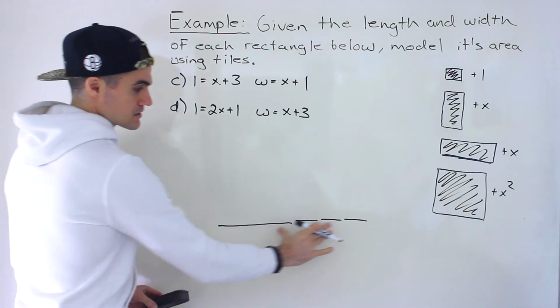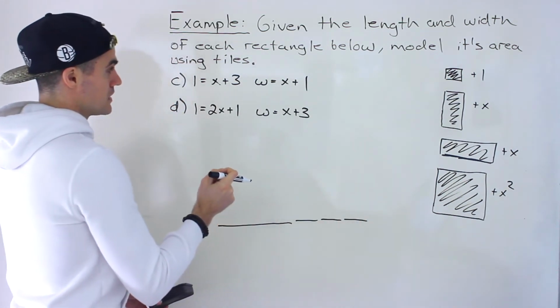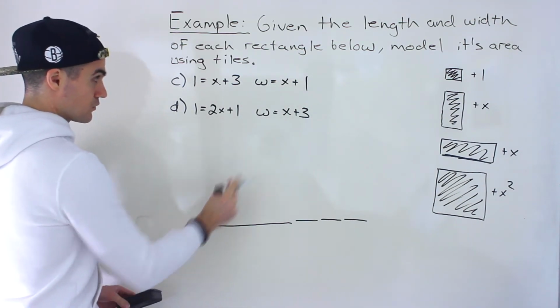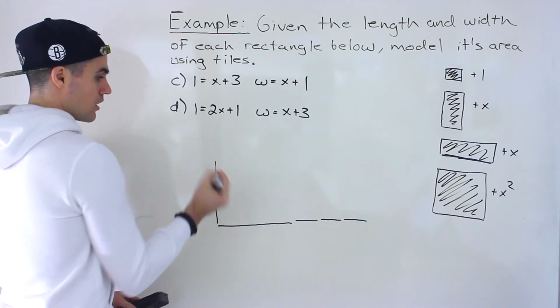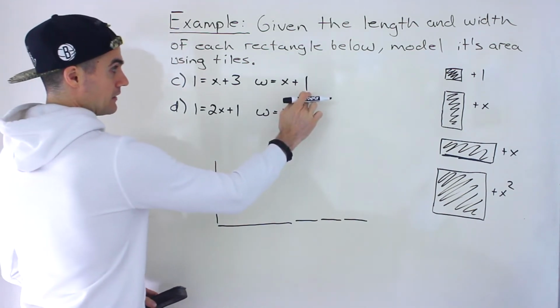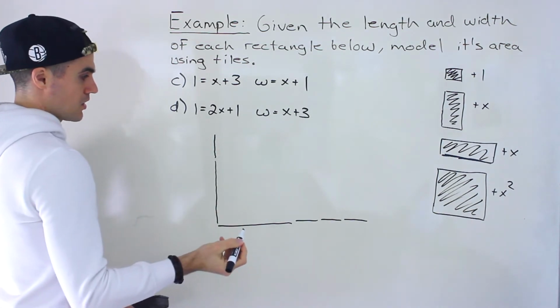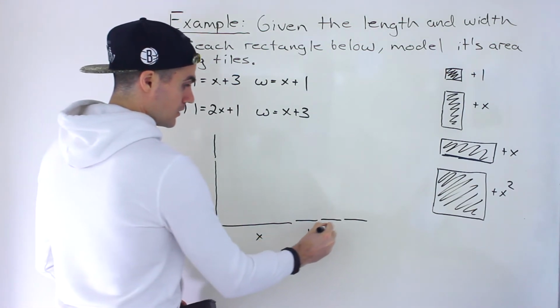So x plus 3 for the length of the rectangle, and now the width is going to be x plus 1. So the 1x there is going to represent a long line like that, and then we have plus 1, so that's going to be a small line like that. So one more time, we got x, 1, 1, and 1.